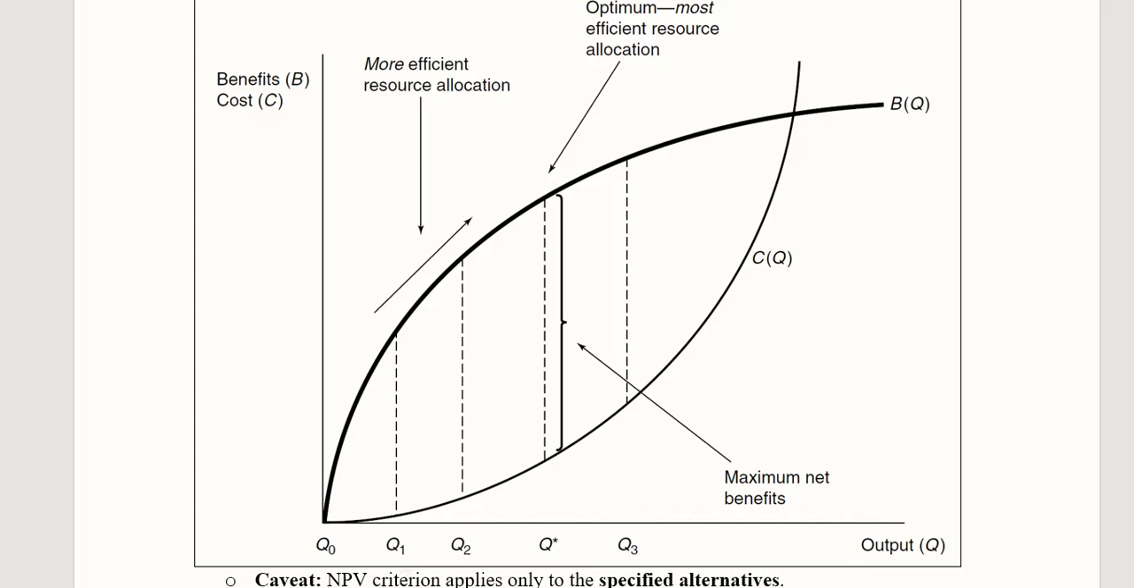Now out of these various options that we have in order to produce various levels of output, Q0, Q1, Q2, Q asterisk and Q3.